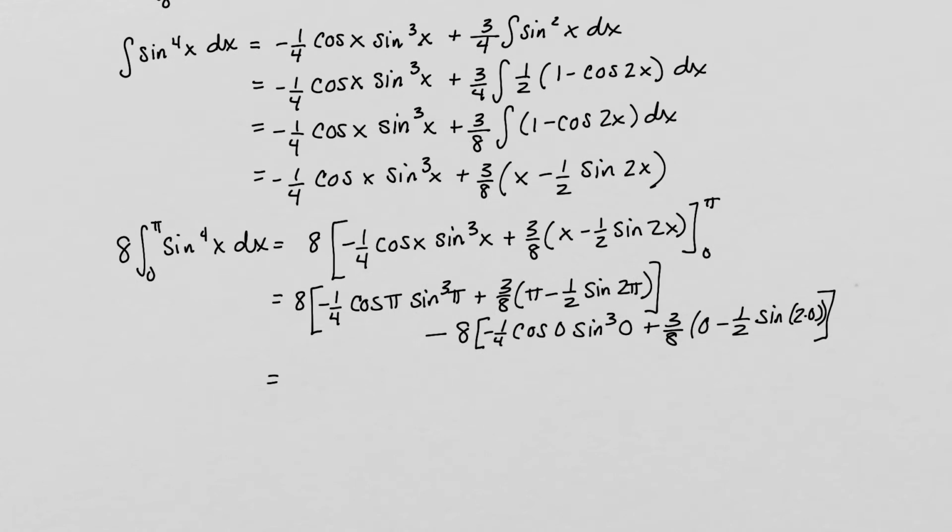Okay, so a bunch of this stuff is going to go to 0, right? The sine of pi is 0, so that whole term goes to 0. The sine of 2 pi goes to 0. The sine of 0 goes to 0. And this part here, the sine of 0 goes to 0, and this part here also goes to 0. So what we really have left is 8 times 3/8 pi, which ends up being 3 pi. So there is another way to get that problem, just by using the reduction formula, and that's totally okay to do.